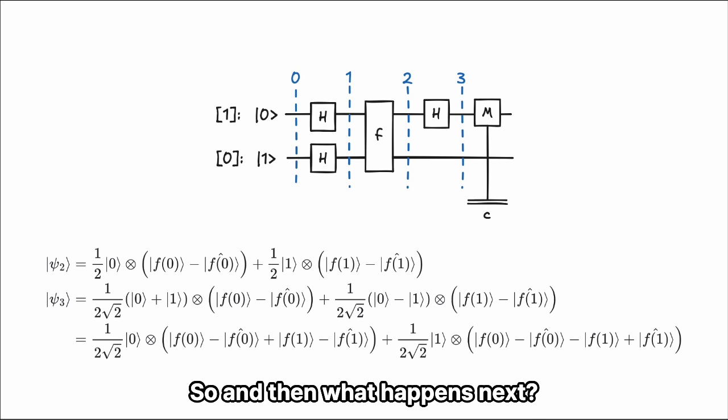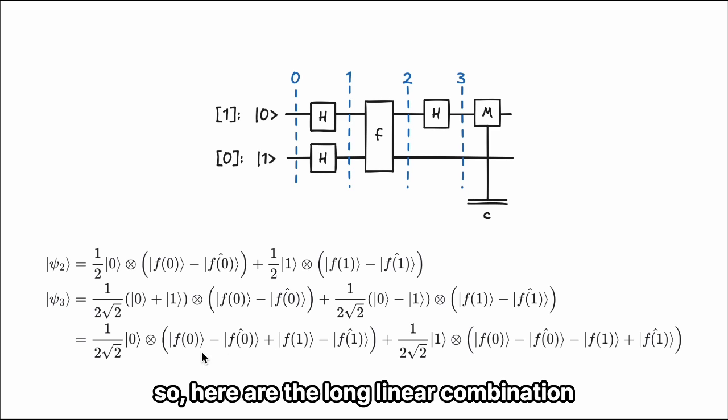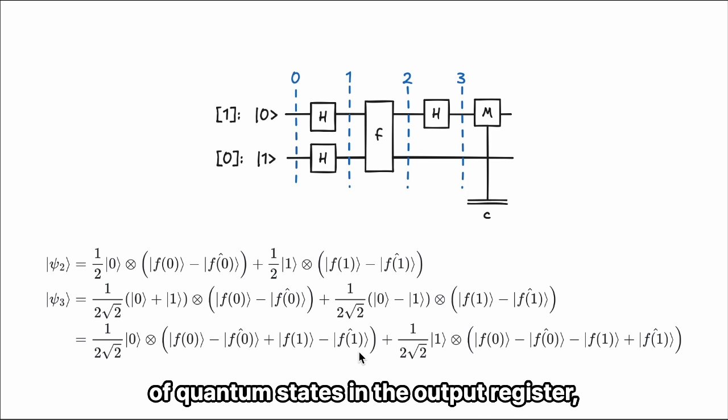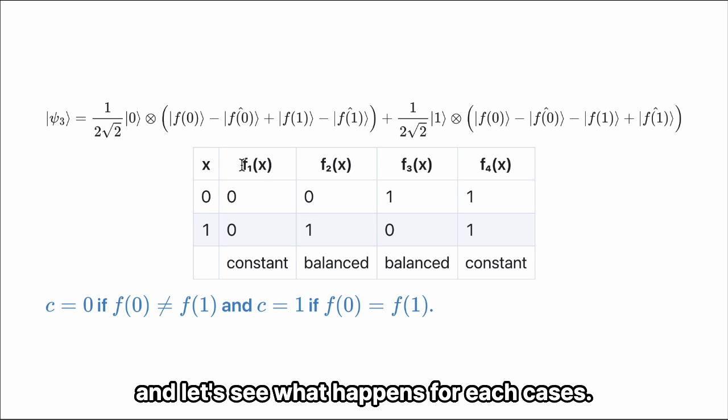So what happens next? I apply the Hadamard gate on the input register. I can group all this together with ket 0 for the input register. So here is the long linear combination of quantum states in the output register. Take the last part of the previous slide and let's see what happens for each case.